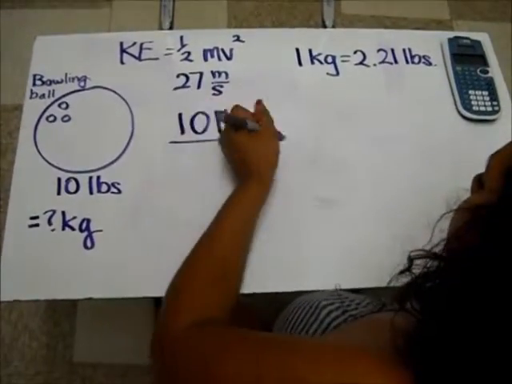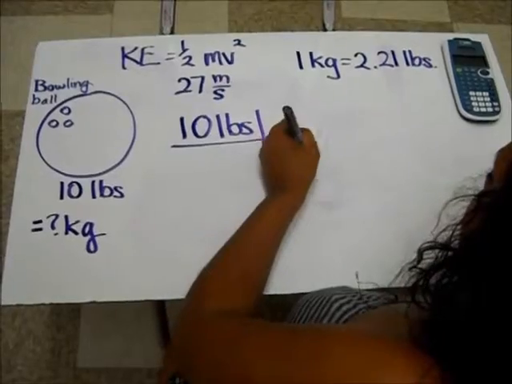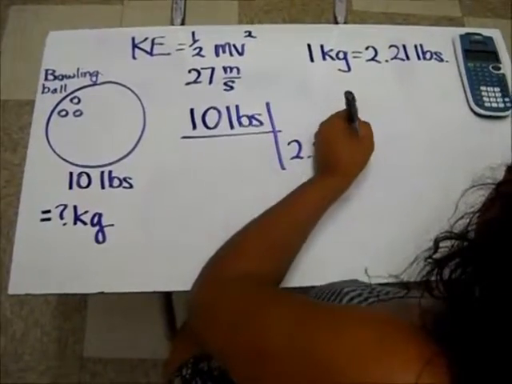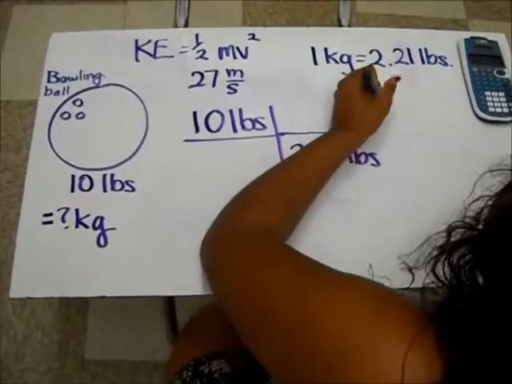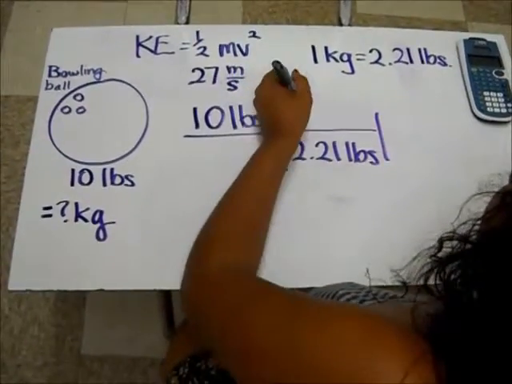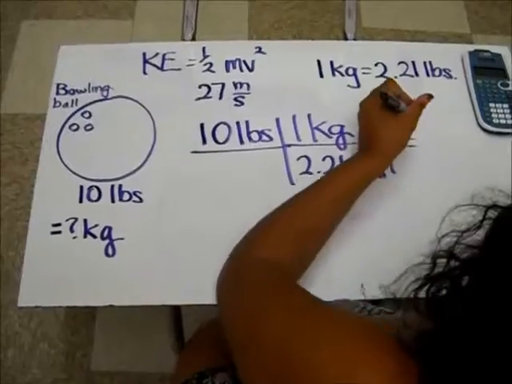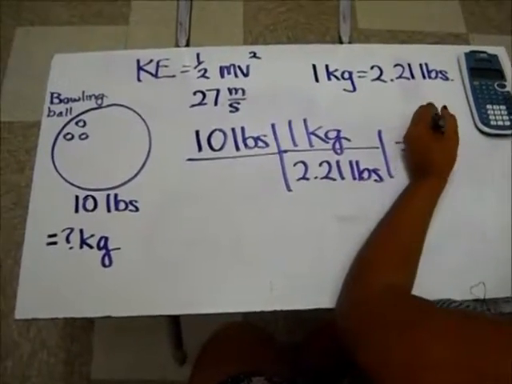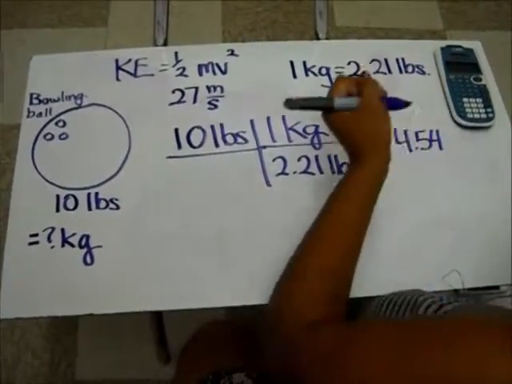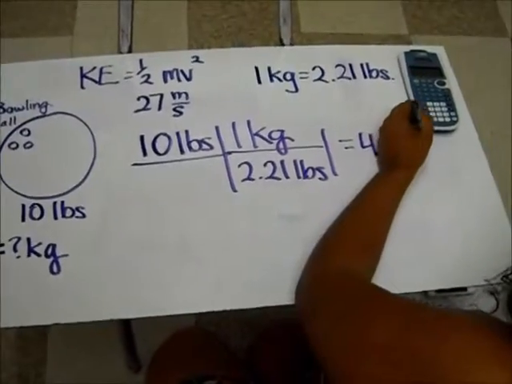So we've got to set it up. 2.21 lbs. Now don't forget that the 1 always goes with the prefix, which equals 4.54 kilograms.